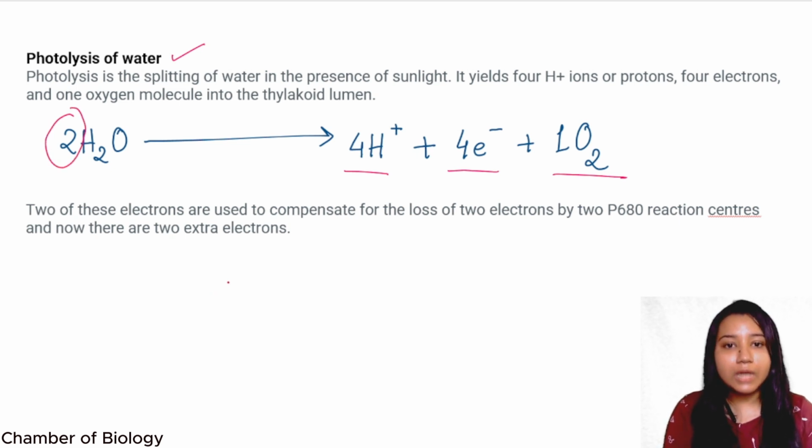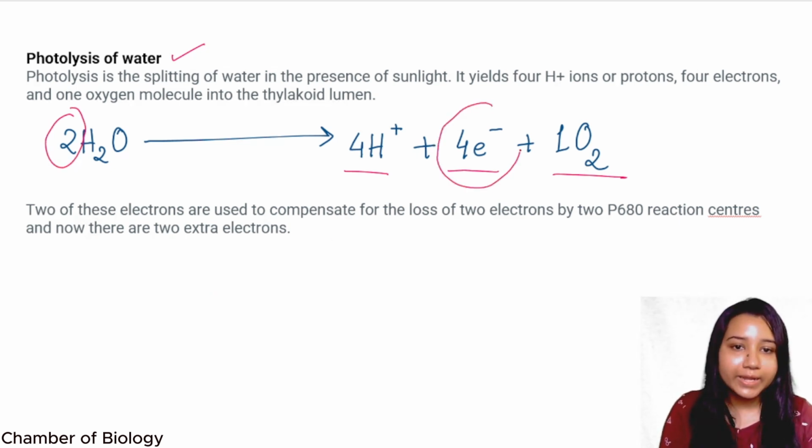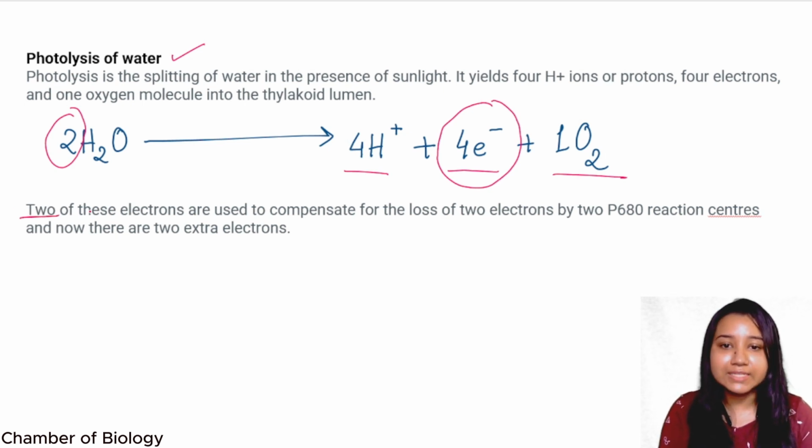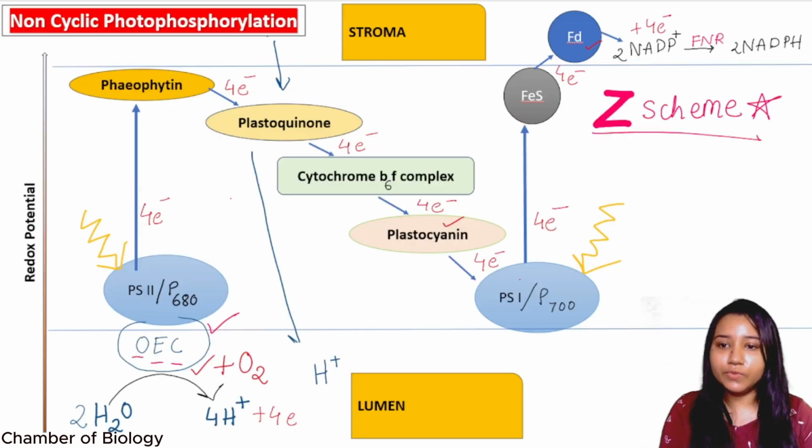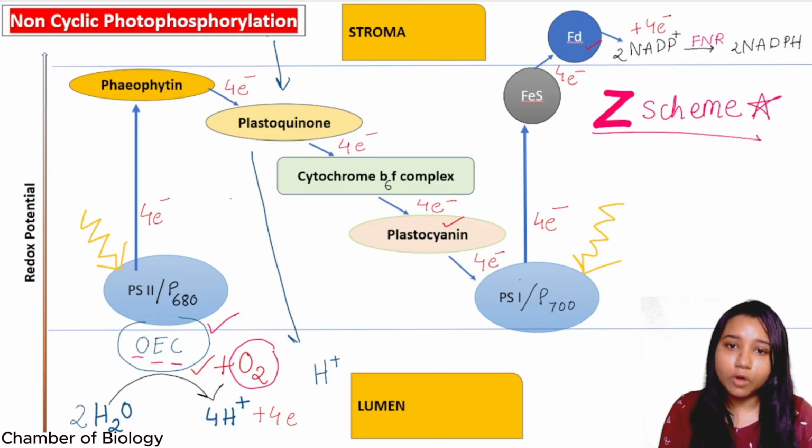Okay, so now out of the 4 electrons that we have got, 2 of these are going to compensate the loss of the P680s. Like the 2 P680 photosystems, they have lost electrons, so it is going to be compensated by these 2 electrons from the photolysis of water. So we can see oxygen is going to be evolved, that is why it is called the oxygen evolving complex.